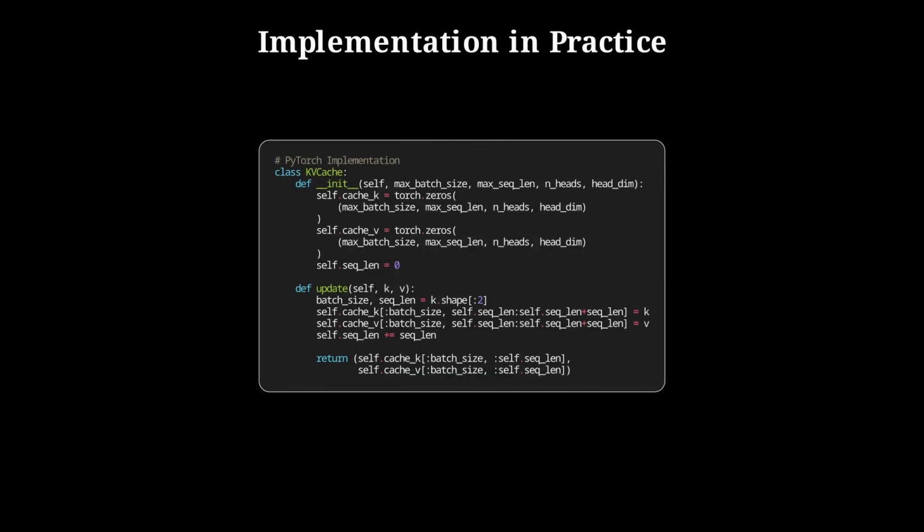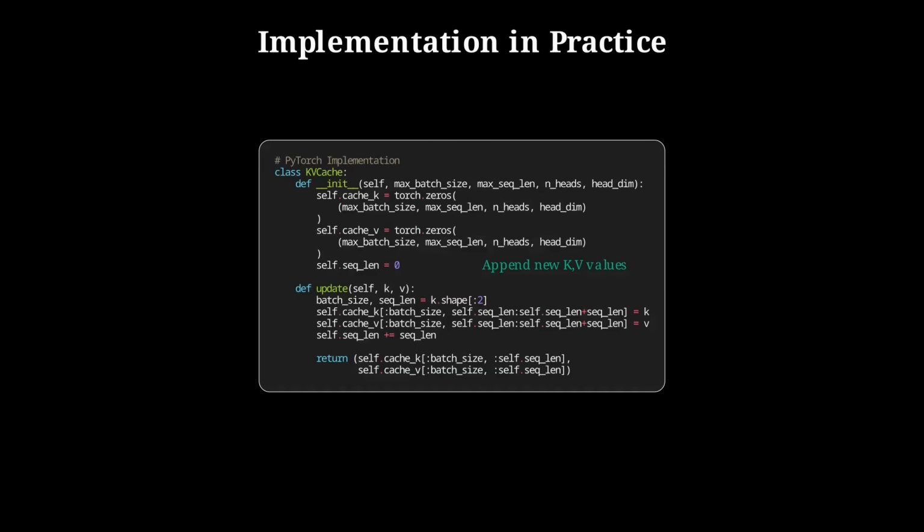Here's a simple PyTorch implementation of a KV cache. First, we pre-allocate memory for our cache, separate tensors for keys and values. Notice we allocate space for the maximum sequence length up front. The magic happens in the update method. We simply append new key value pairs to our existing cache and return the full cached sequences. No complex logic, no recomputation, just smart memory management. The cache grows incrementally with each new token.